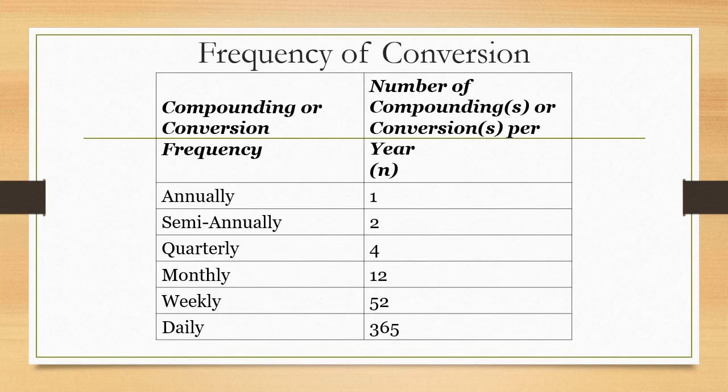Now, let us take a look first at the frequency of conversion, or the N we saw earlier in the formula. In compound interest, you will be hearing the following terms mostly. For example, the loan or the investment is compounded either annually, meaning the conversion happens once a year, so n is equal to 1. If it is converted semi-annually, it happens twice in a year or every 6 months. For quarterly, it happens 4 times in a year, so every 3 months. For monthly, it happens 12 times a year because there are 12 months in a year. For weekly, n is equal to 52, and for daily, we will be using n is equal to 365.